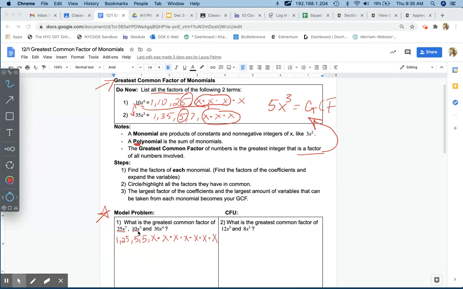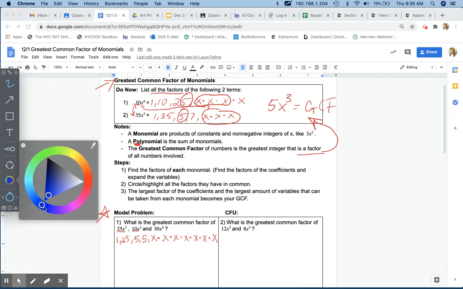For 10, I'll put this in a different color. For 10x cubed, I have 1 and 10, 2 and 5, and nothing else. Then I'm going to expand my x's. x times x times x is my x to the third.